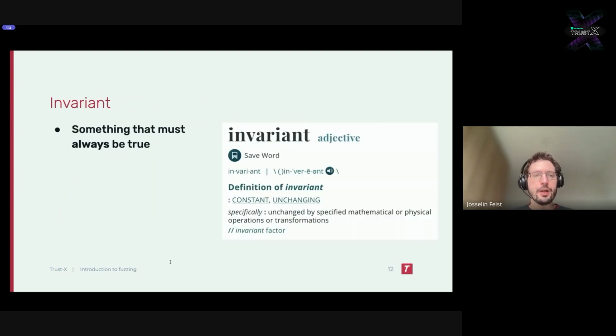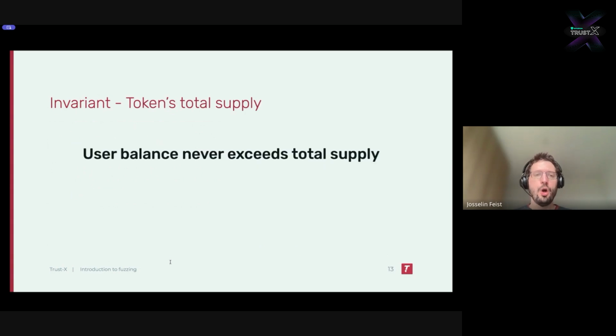I've been talking about invariants. On a high level, an invariant is something that must remain true within your code base. A really basic invariant you can think of is, for example, if you have an ERC20 token and you have a total supply, the balance of an arbitrary user should not be above the total supply. For example, if you have a token which has a total supply of 10 million and one of the users has 20 million, probably something is wrong within the code base, right? Because that should never happen. So this is an example of a really simple invariant you can define over an ERC20 token.